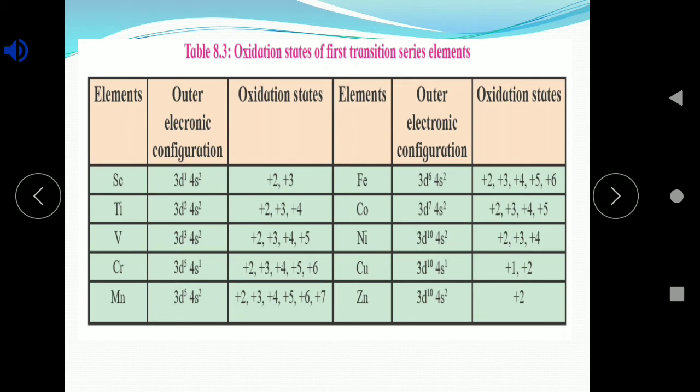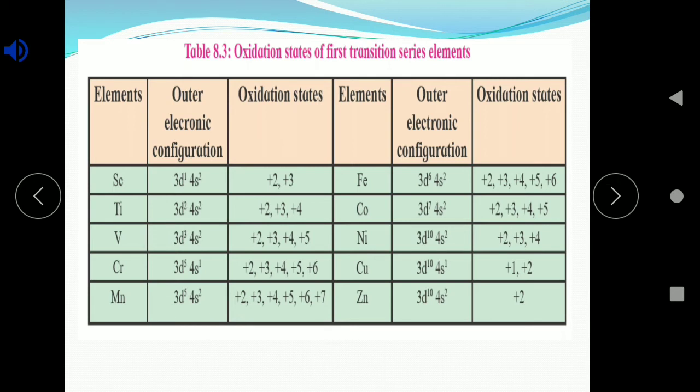That means it can donate 2 electrons from 4s, then 1 from 3d, 2 from 3d, and so on, 3d5 and 4s2. So all the singly occupied 3d sublevels are there and 2 electrons in the 4s sublevel. So it can show the maximum number of oxidation states, from plus 2 to plus 7.